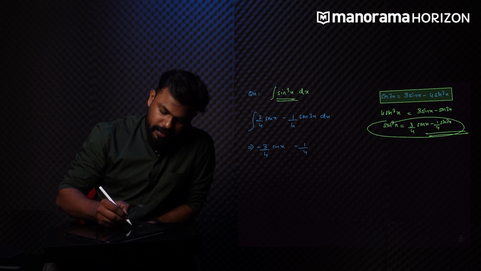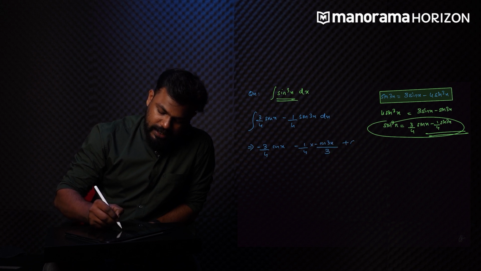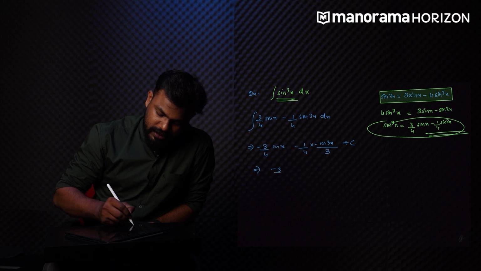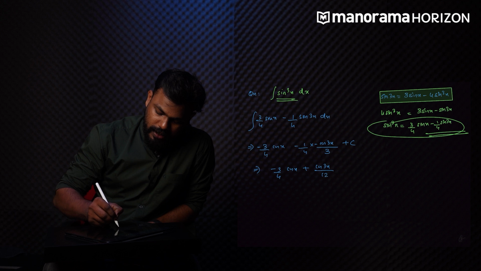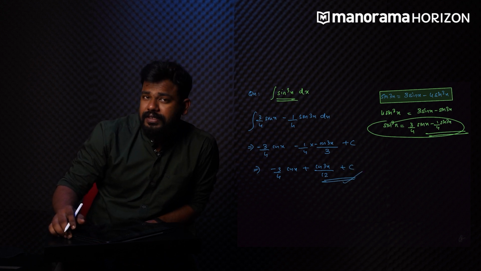And then you have minus 1 by 4. What is the integral of sine 3x? It will be minus cos 3x by 3 plus c. So the final answer is nothing but minus 3 by 4 cos x plus cos 3x by 12 plus c. And this is how we get the integral of sine cube x dx.